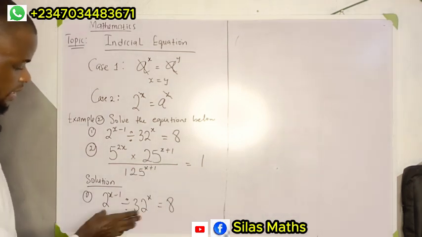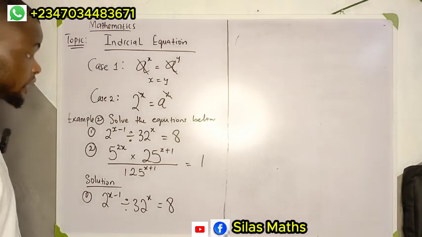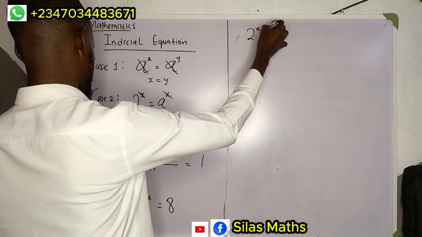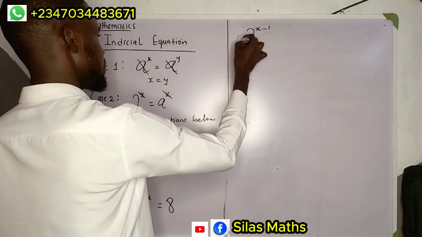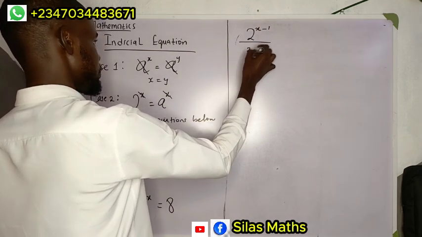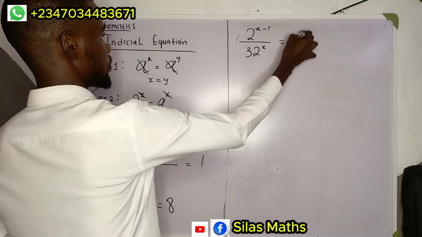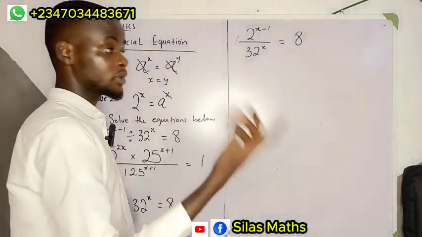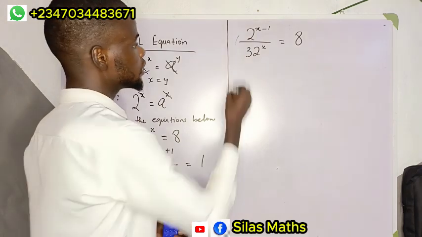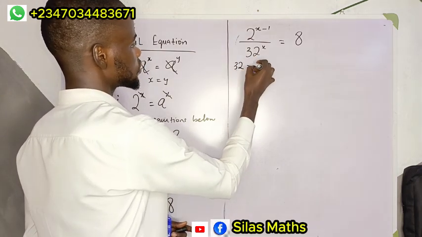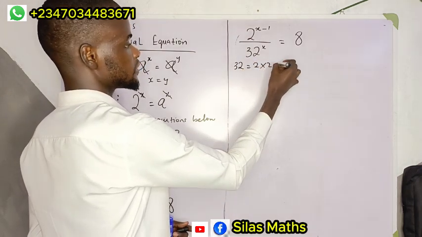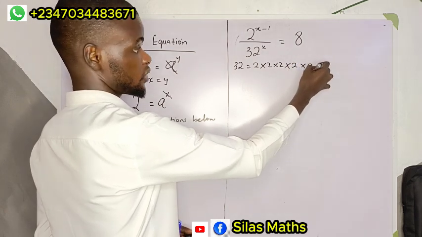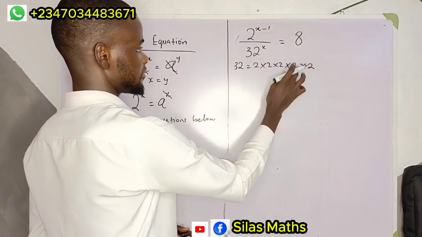So what do we do? We go ahead and then write this in the proper form. We're going to have 2 to the power of x minus 1 divided by 32 to the power of x equal to 8. So we can actually express 32 in form of a multiple of 2. That is 32 is equal to 2 times 2, 4 times 2, 8 times 2, 16 times 2, 32. That is 1, 2, 3, 4, 5.